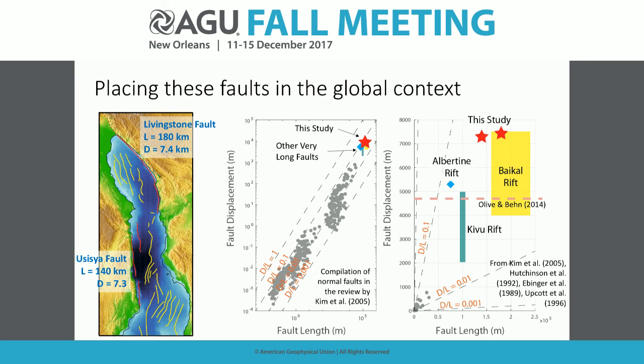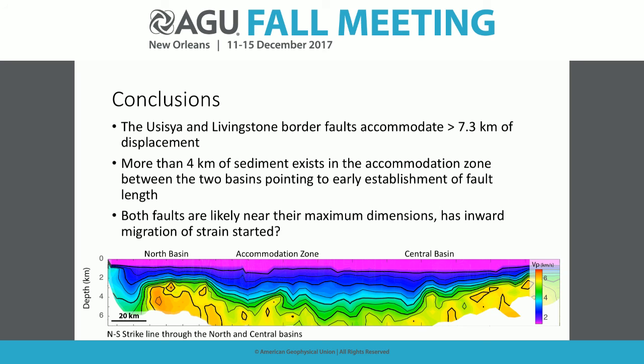And so I'll leave you just with the conclusions and also my favorite slice through our 3D model, which is a long strike slice from the North Basin through the accommodation zone into the Central Basin. And just to point out again, we've found over 7 kilometers of displacement for these two faults, 4 kilometers of sediment in the accommodation zone, and that both faults have quite a bit of displacement, potentially pointing to a soon migration of strain inwards. Thank you.